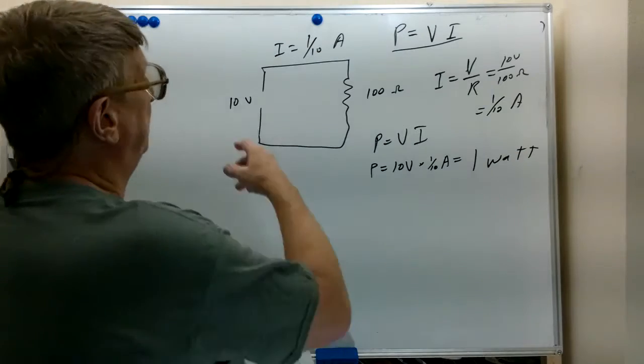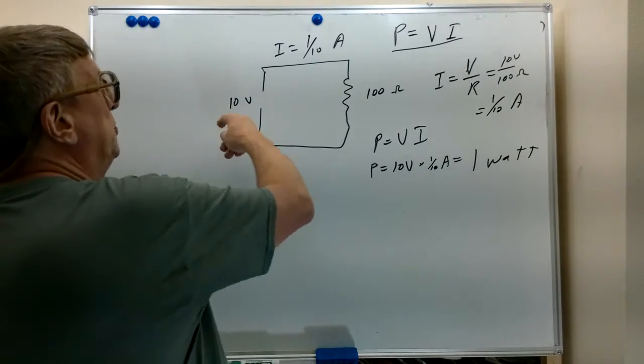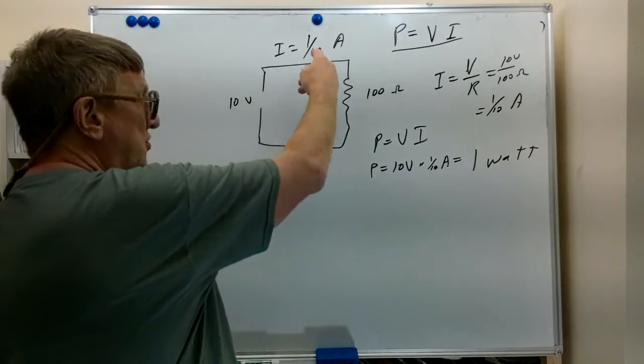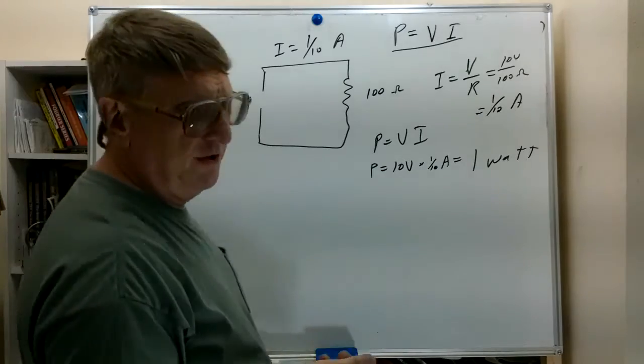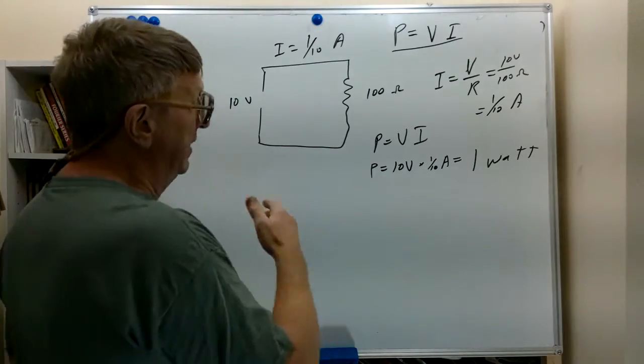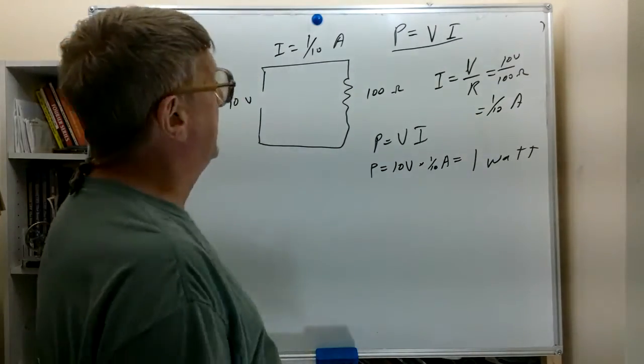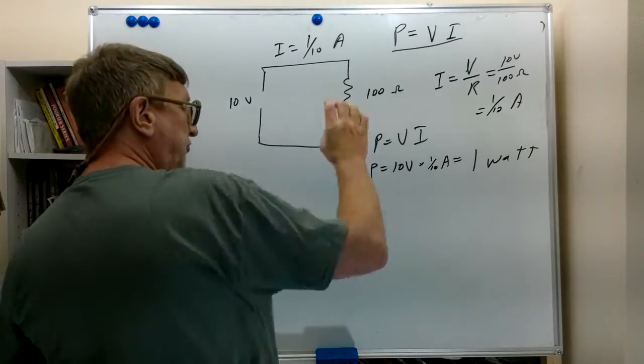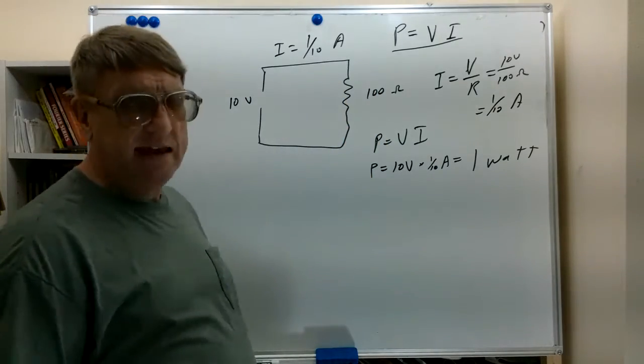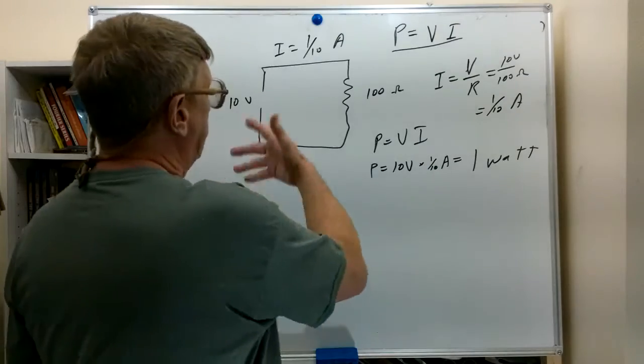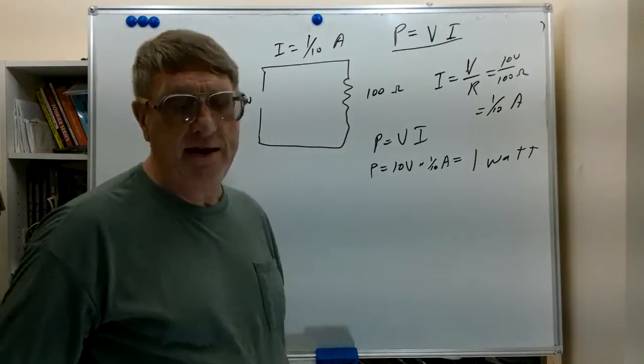So we have a power source pushing a current, causing a current to flow through this resistor. This power of 1 watt will be consumed in this resistor as heat. It will turn to heat and dissipate into the atmosphere.